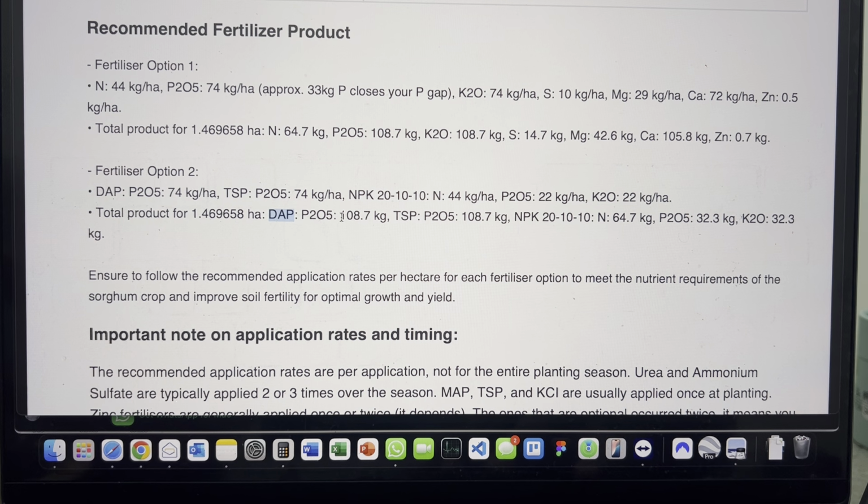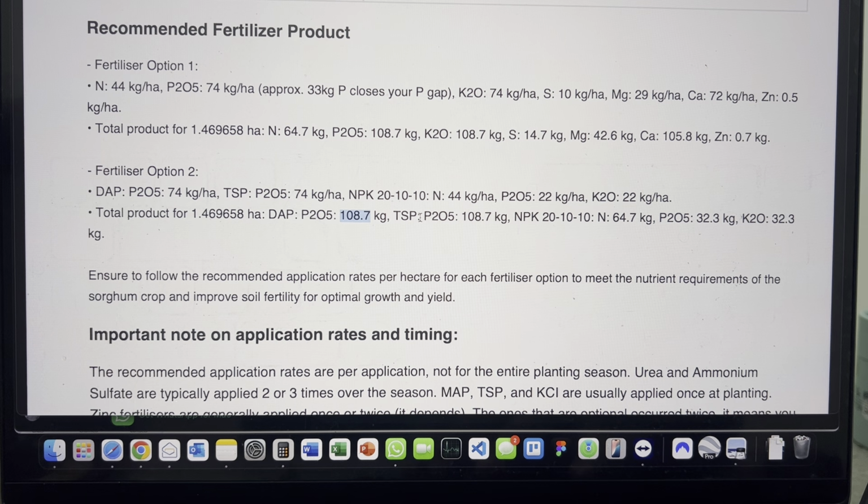So first of all, take the bag size and multiply by 0.46. 0.46 is the same thing as 46%. When you multiply the size of the bag, which is 50 kg, by 0.46, it tells you how much of this element is inside the bag. Then whatever you get, use it to divide this one. That gives the number of bags.